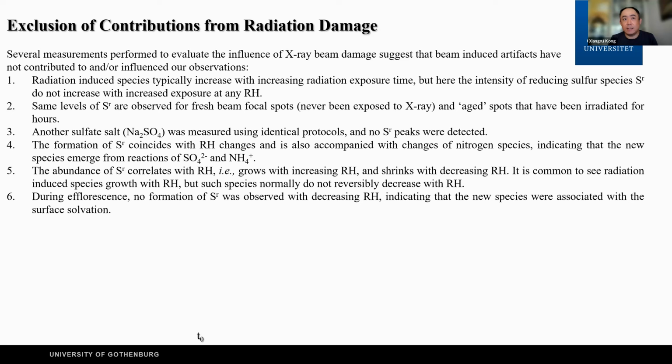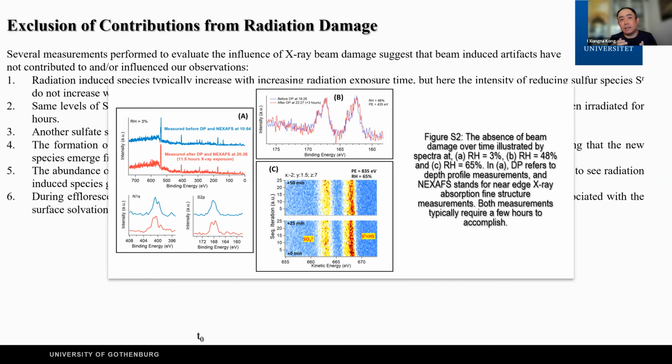But let me go through quickly what we did. For example, here we measured at the pre-deliquescence point, for example 48% RH, and everything was stable. Then we measured for a long time, like 11.5 hours, before and after some other measurements, and we see this feature is not changing at the pre-deliquescence point. Normally, if you have beam damage, the beam-induced species will grow under the beam. But this is not the case. It's quite stable when the RH is in the pre-deliquescence range.